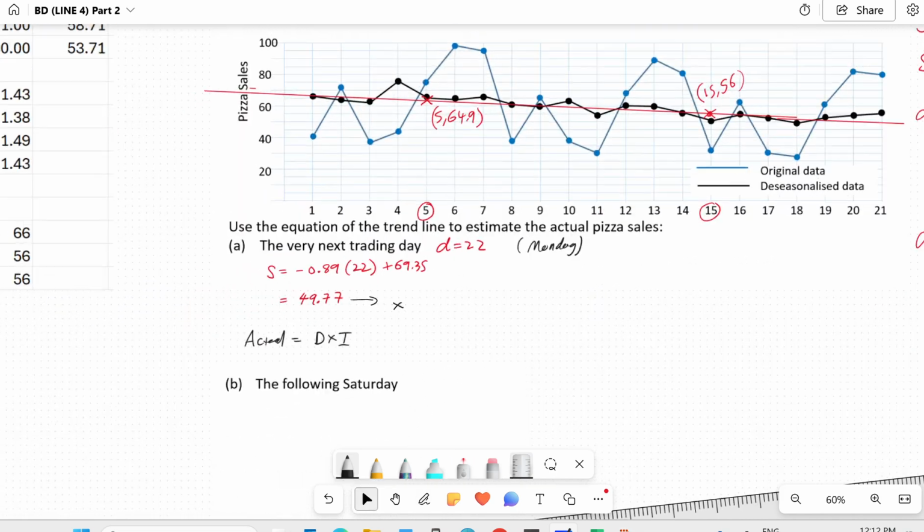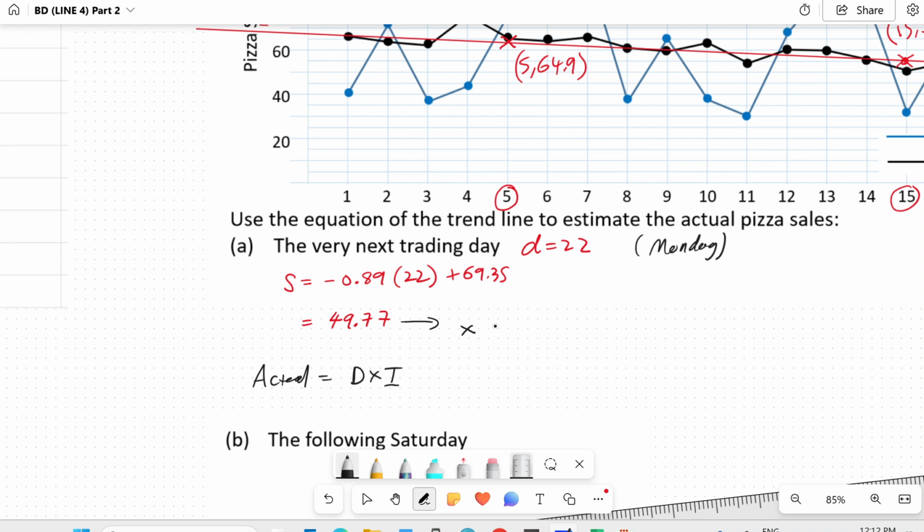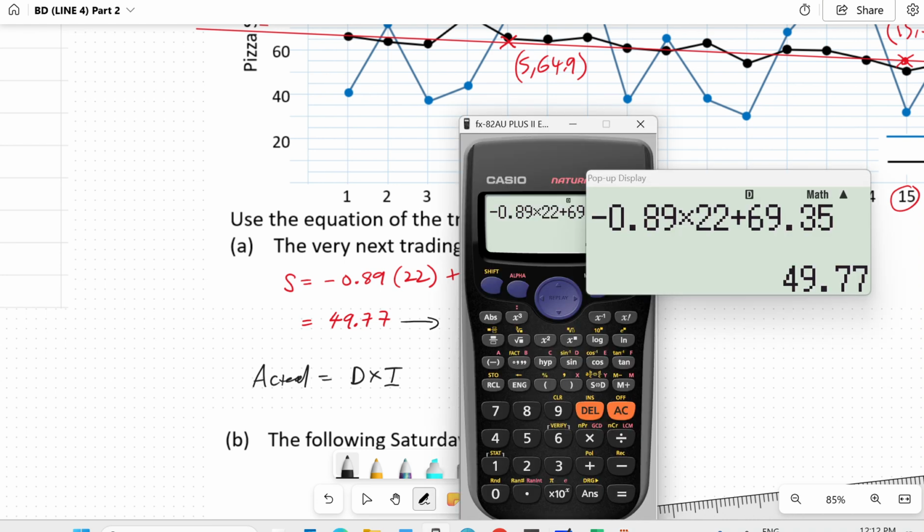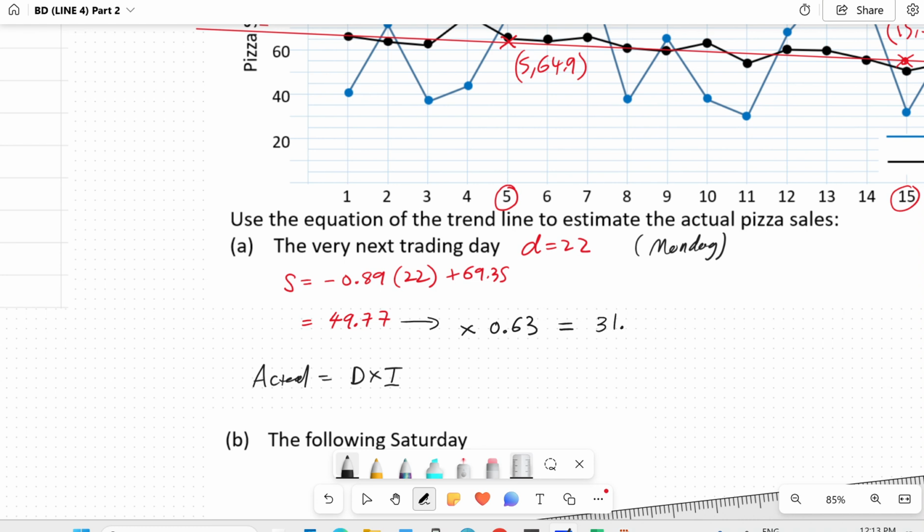So in order to make this into an actual figure, we need to multiply this by 0.63. So I'll just go back and I'll multiply this by the index for Monday. And the actual prediction is 31.336, or about 31.4 pizzas or sales. So 31.4. All right. Now, this is a discrete variable, it can take whole number values only. So we would say about 31 sales for that one.